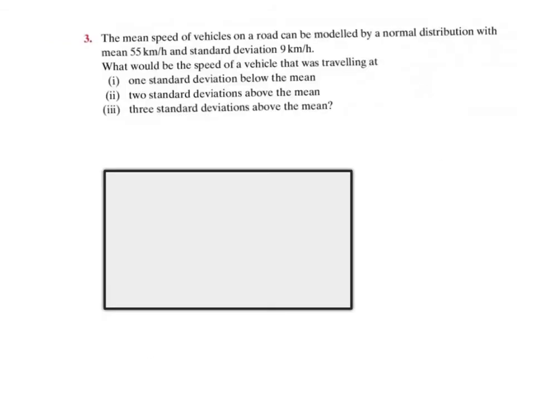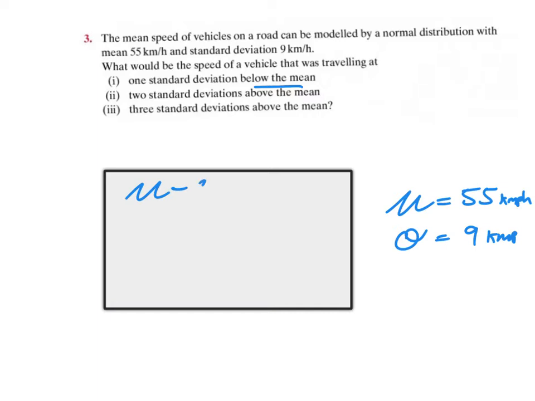Okay, let's have a look at question number 3. The mean speed of vehicles on a road can be modelled by a normal distribution with a mean of 55 kilometres per hour and a standard deviation of 9 kilometres per hour. Okay, what do they want us to do? What would be the speed of a vehicle that was travelling at 1 standard deviation below the mean? So 1 standard deviation below the mean would be the mean minus 1 standard deviation, which would be 55 minus 9. So the answer there is going to be 46 kilometres per hour.